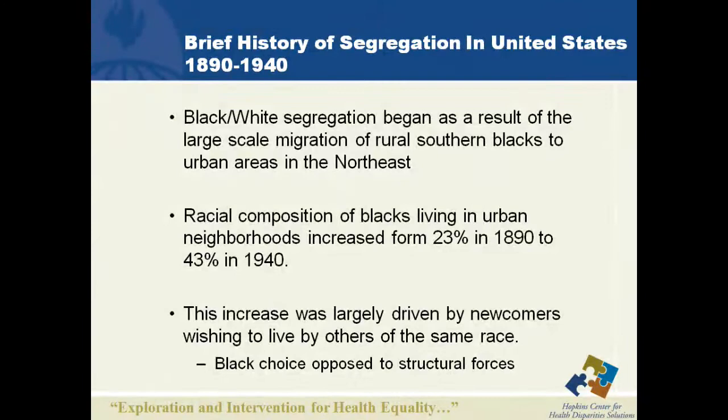Starting out with the brief history lesson, black-white segregation in the United States has encompassed three distinct periods. The first period is from 1890 to 1940. This is the Great Migration, where a large number of rural Black people in the South moved to the North, as a result of changes in the agricultural climate down South, as well as the manual labor market up North. The proportion of Black people living in the North increased from 23% in 1890 to 43% in 1940.